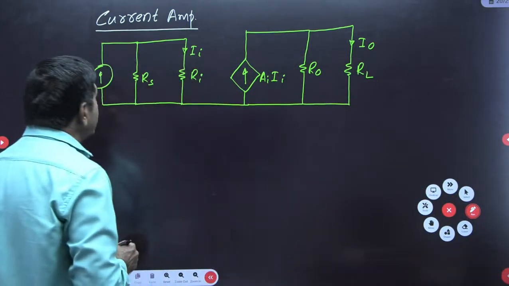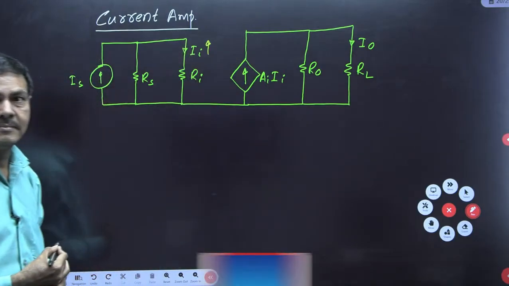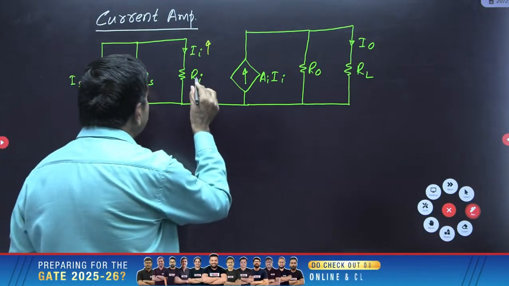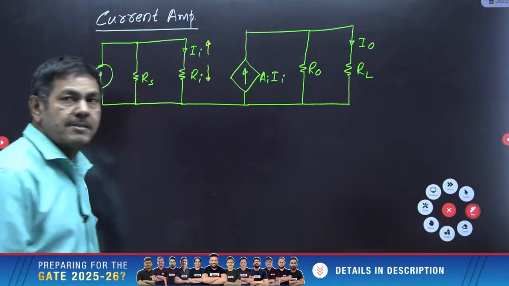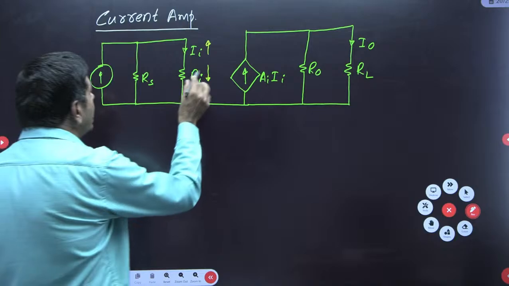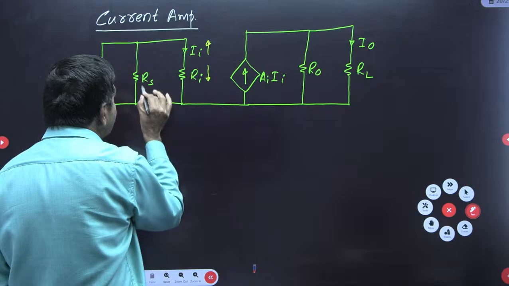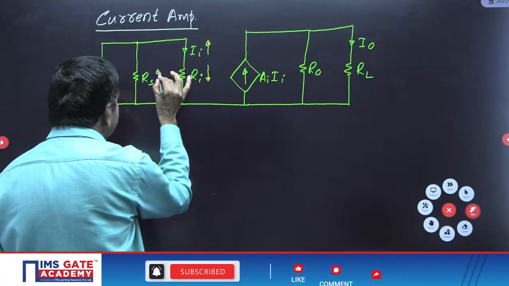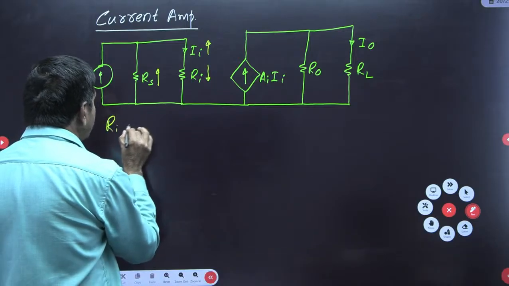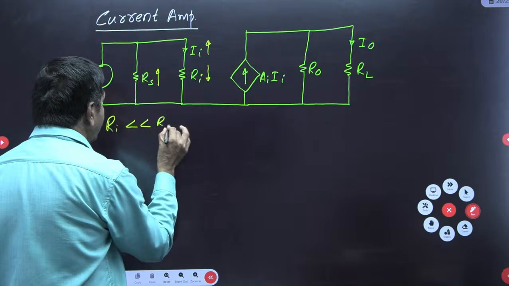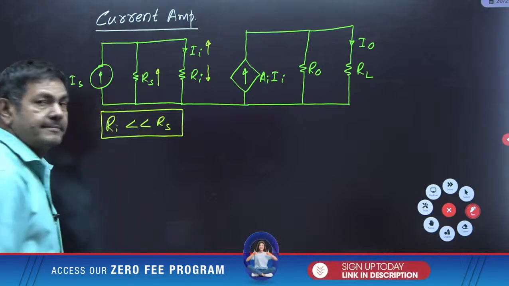But in the Norton's equivalent circuit, current is given much importance. This must be required more. If you want to get more current, the resistance must be maintained at a smaller value. If it is a lower resistance, high current, more current will flow. On this side, less current is required, which means Rs must be more. Then I can write that Ri is far less than Rs. This is also an important GATE point.